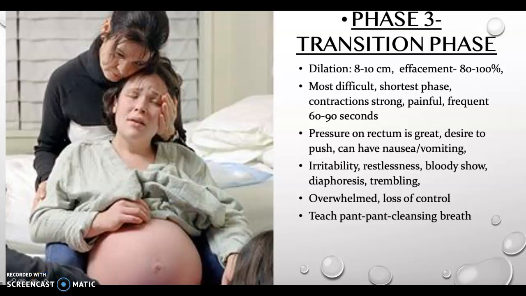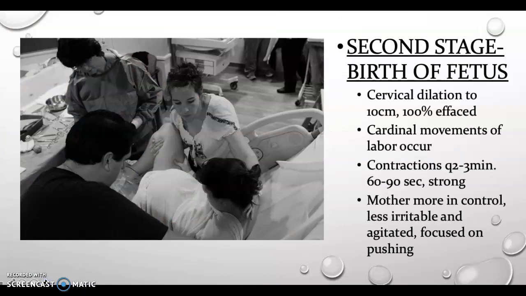Okay, so now that the woman is dilated to 10, we're going to go to the second stage, which starts with the dilation, full dilation of the cervix, and ends with the birth of the baby. So we see those cardinal movements of labor that we talked about. So the baby has to turn.